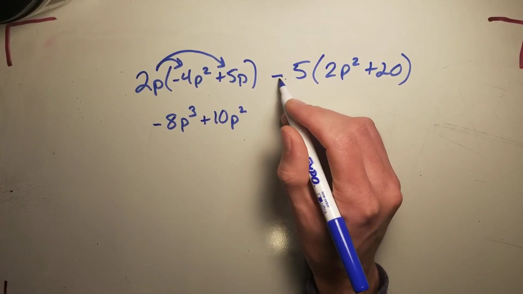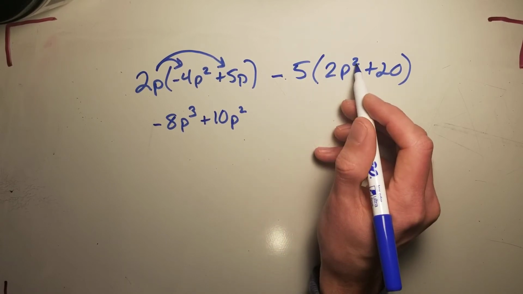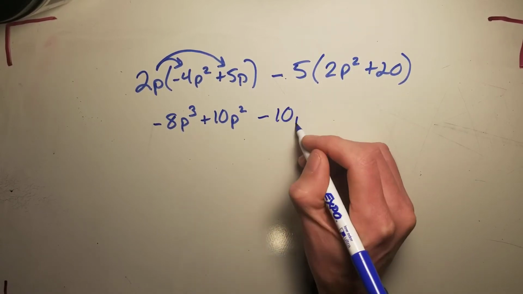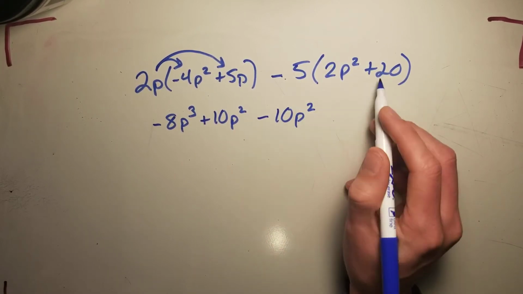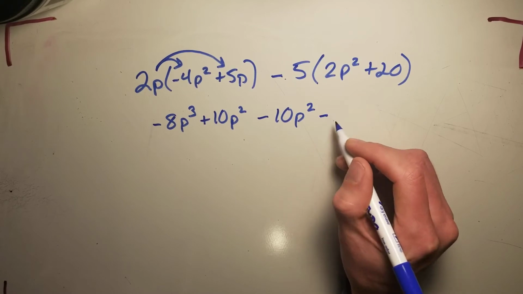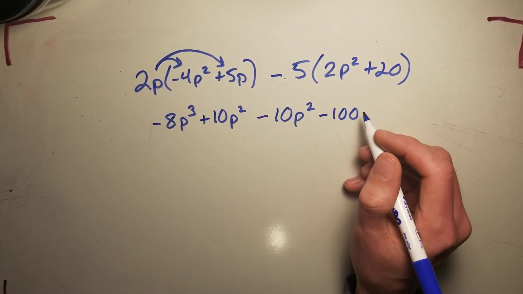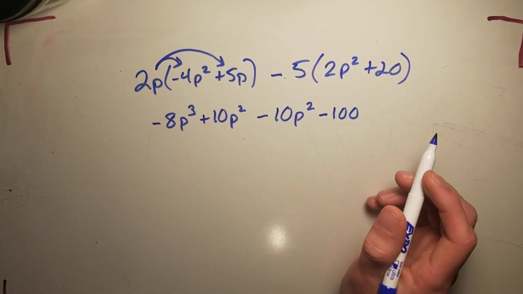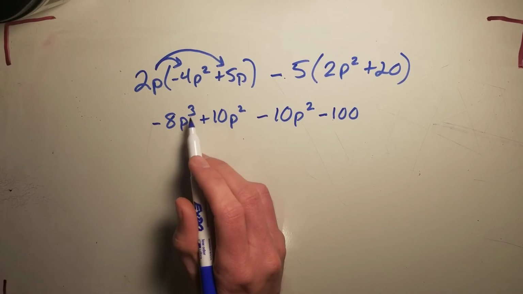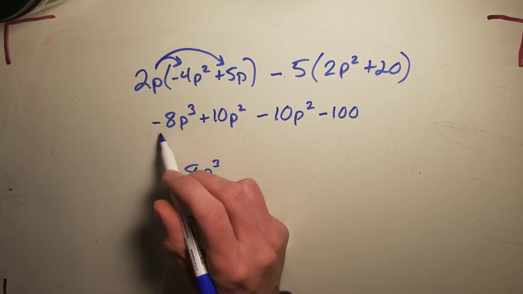Now here we're distributing a negative 5, so negative 5 times 2p squared should be negative 10p squared. And then we're going to have negative 5 times 20, and hopefully we get negative 100. And that would be, after everything has been distributed, now we need to combine like terms. So our p cubes, I only see negative 8p to the 3rd.